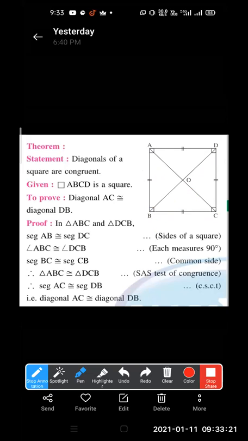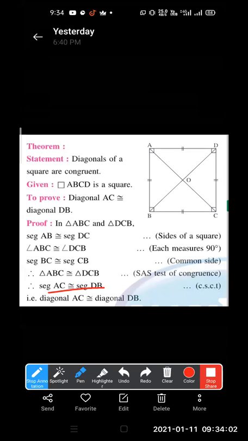Okay, what do we have to prove? We have to prove that diagonal AC is congruent to diagonal BD. Now, if these two triangles are congruent, then AC is congruent to BD. What is the reason? They are the corresponding sides of the congruent triangles. Therefore, the sides are congruent to each other. So segment AC is congruent to segment BD. Therefore, diagonal AC is congruent to diagonal DB.